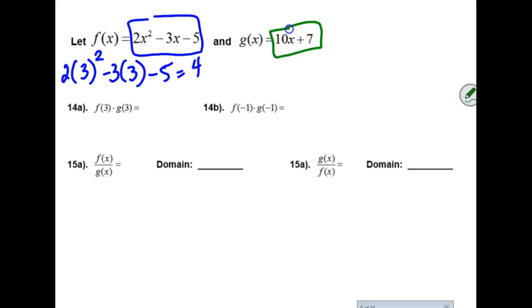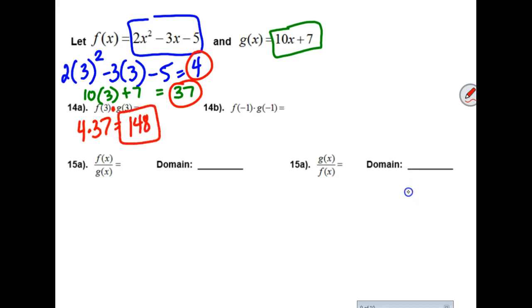And then the other function, g, plugging in a 3 there, that was a little easier. It gives you a 37. And then remember they want you to multiply these together. So I'm going to take the 4, I'm going to take the 37, and we're going to multiply them together. Which is 148, I think.